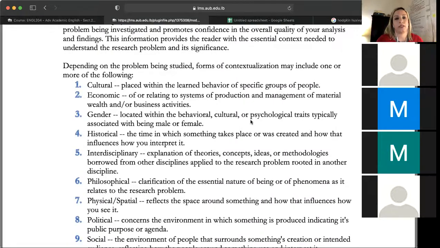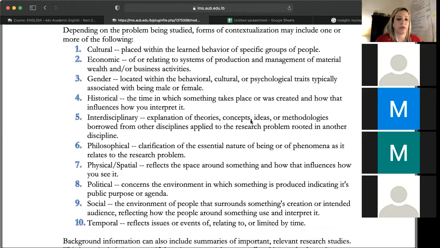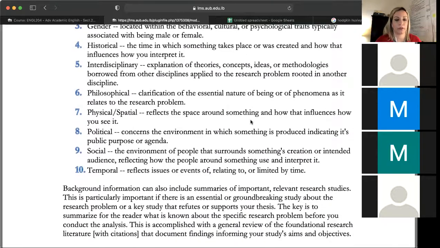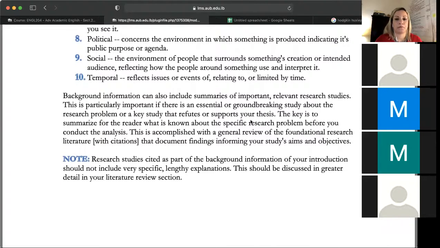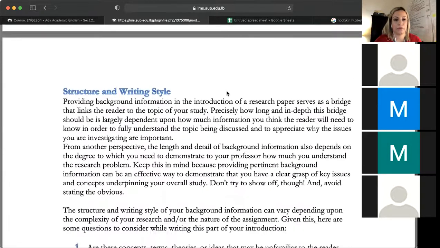Depending on the problem being studied, forms of contextualization of the background information may include one or more of the following: cultural, economic, gender, historical, interdisciplinary, philosophical, physical, spatial, political, social, or temporal. Background information can also include summaries of important relevant research studies. But in this research, we're going to leave it until the literature review.